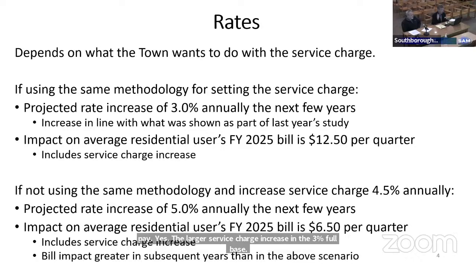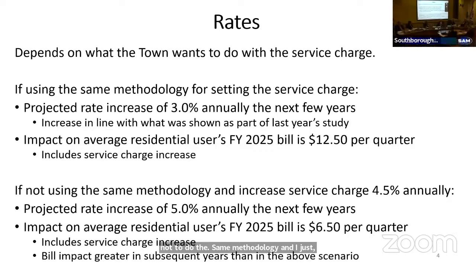And then the flip of that is, if you were to choose not to do the same methodology, and I put 4.5% in for an increase of the service charge. I'm not saying that's what you should do, but just to show you an example, that would be a 5% increase in the flow-based rates over the next few years. And the impact of that is $6.50 per quarter. So that's a fairly sizable difference between the two.